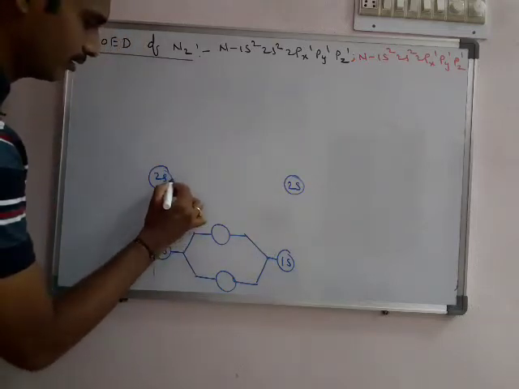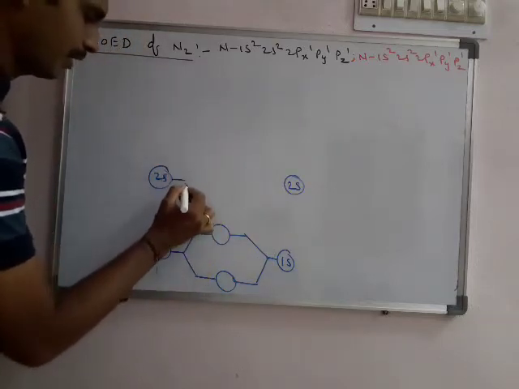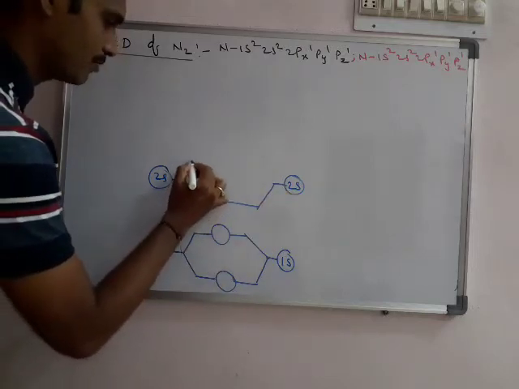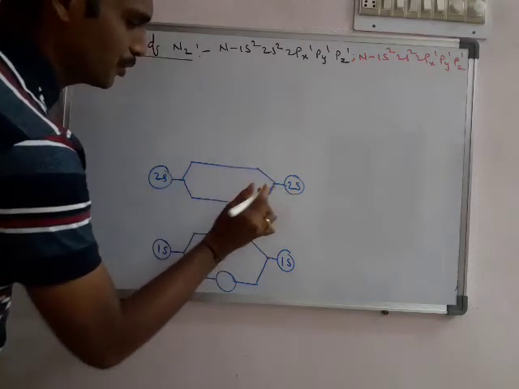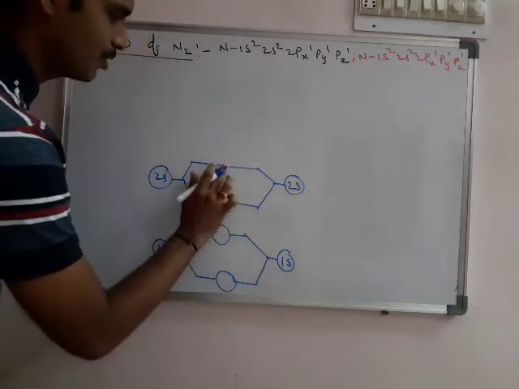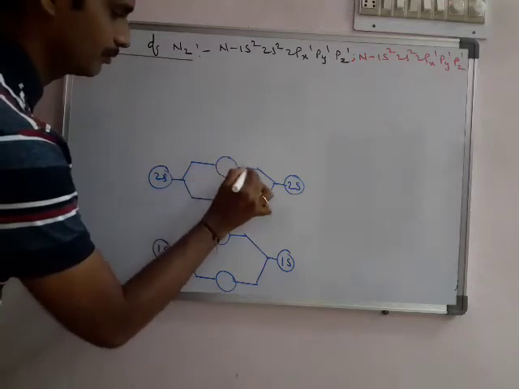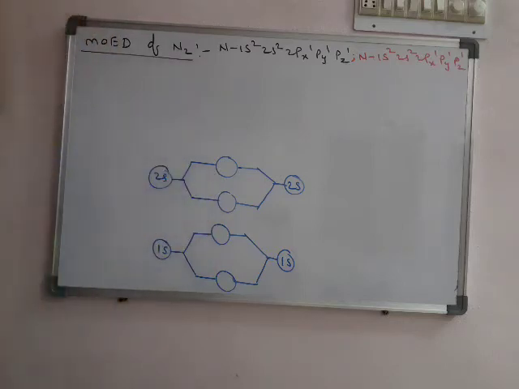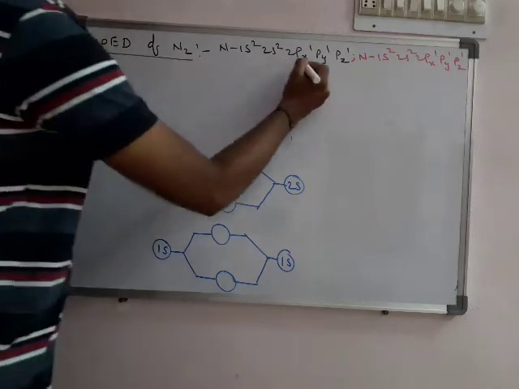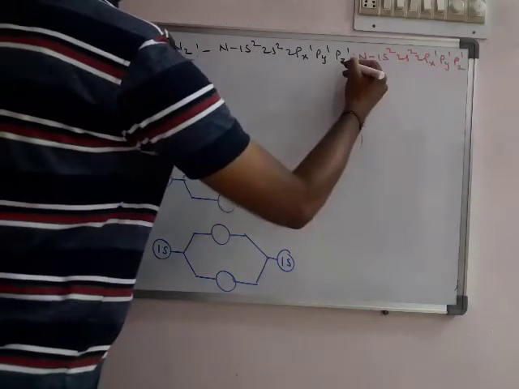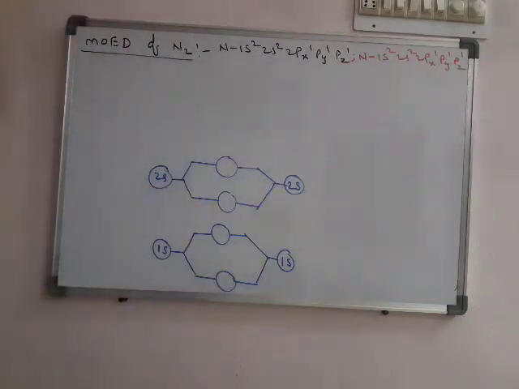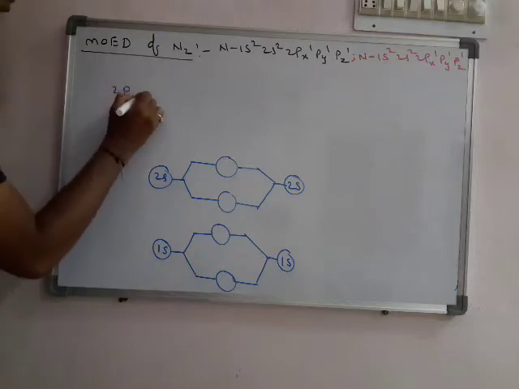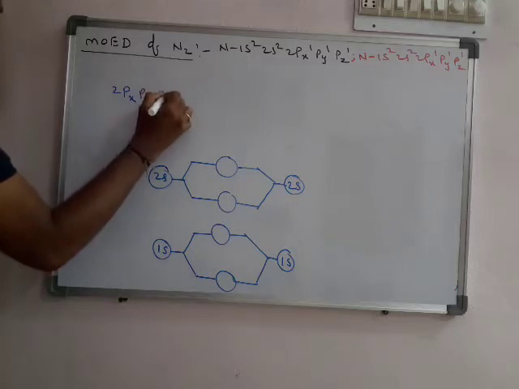They must be in one line. It also forms two new molecular orbitals. What are their names? Sigma 2s, sigma star 2s. Then what about 2px, 2px, 2py, 2py, 2pz, 2pz? On this mixing we will get different ones. So I am writing 2px, 2py, 2pz.